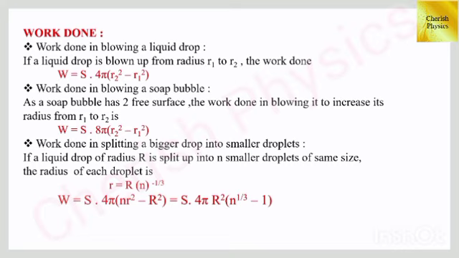Next, let us see the work done in splitting a bigger drop into smaller droplets. If a bigger liquid drop of radius R is split into n smaller droplets of same size, then the radius of each droplet r equal to R into n to the power minus 1 by 3. On substituting and simplifying, we get W equal to S into 4 pi R squared into n to the power 1 by 3 minus 1.